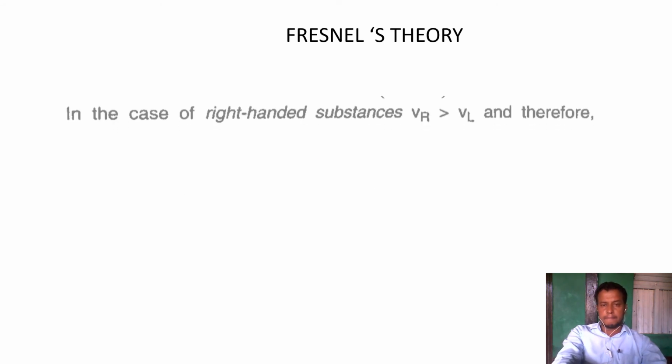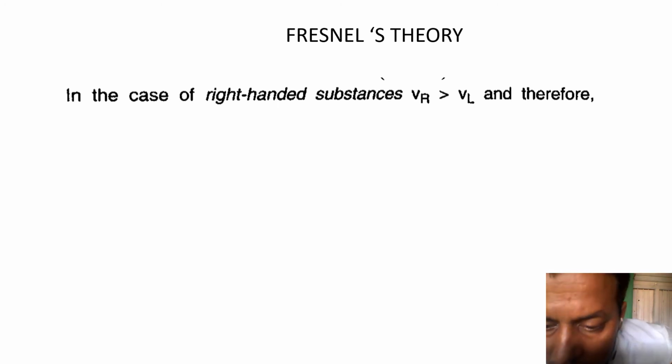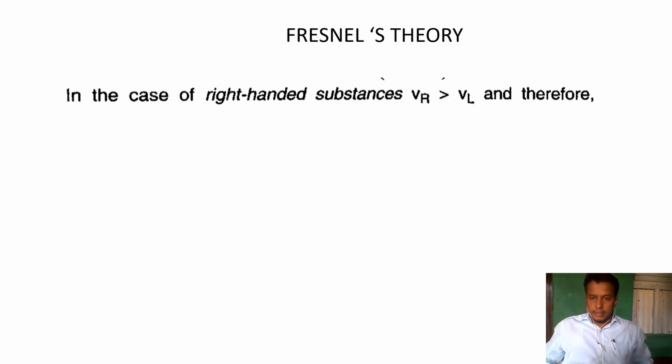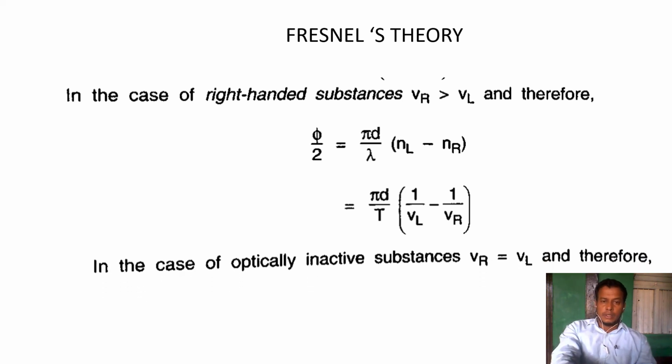For the right-handed case, the velocity of the right-handed vibrations is greater than the left-handed vibrations. So v_R is greater than v_L, and the equation changes to 1 by v_L minus 1 by v_R. So the second case is over.